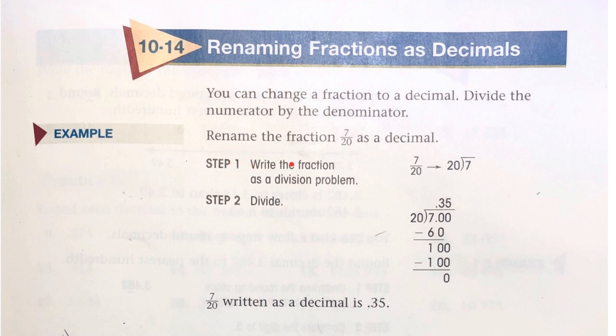Step 1. Write the fraction as a division problem. The number on top goes in the shop. The number on bottom does the dividing. So the 7 becomes the dividend, the 20 becomes the divisor, and our decimal will become the quotient. Step 2, do the dividing.